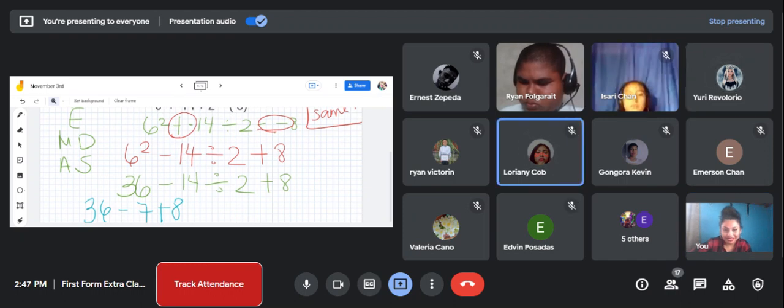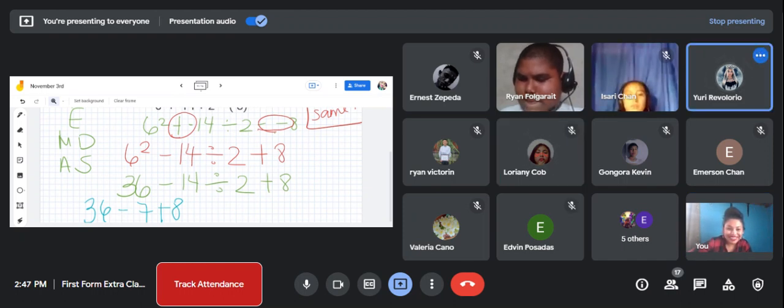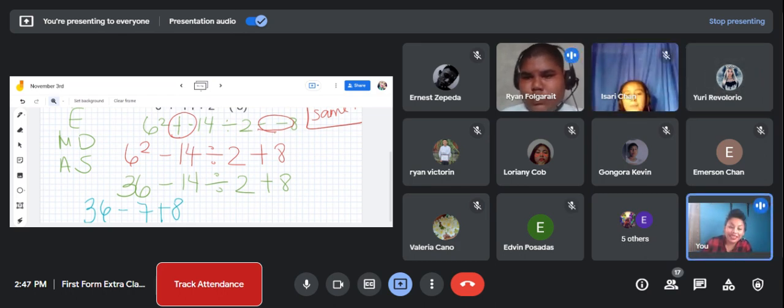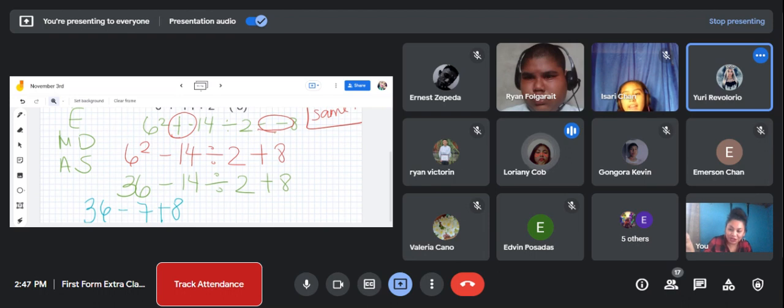Subtract. Add. Subtract, miss. Subtract, miss. Remember, we're doing it in the order of which one comes first. Which one comes first? Addition, miss.